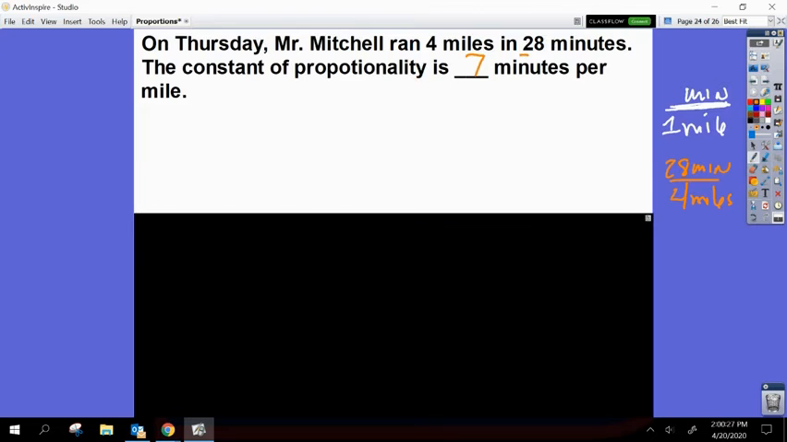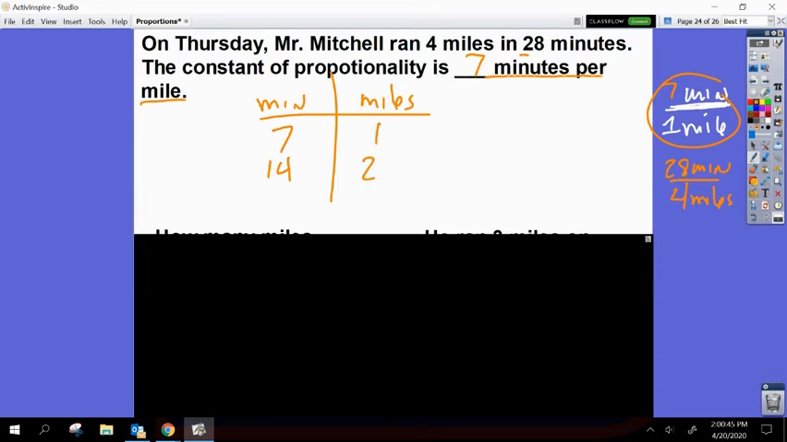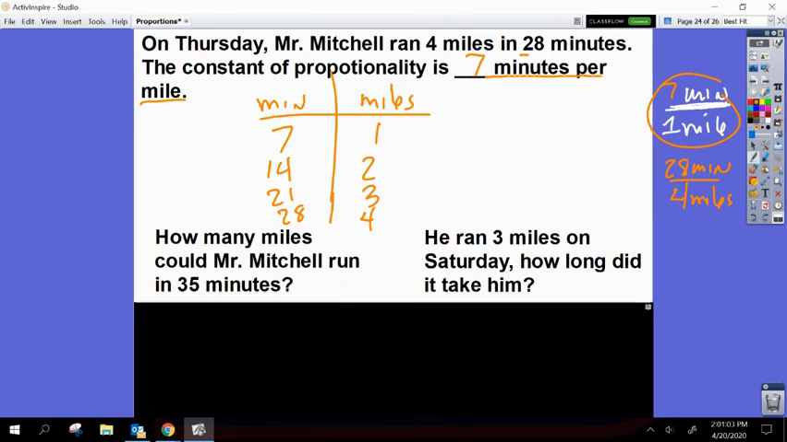If I made this into a table, I'd have minutes and miles, and this could help me understand this. If it's 7 minutes for 1 mile, because that's what the unit rate is, that means 14 minutes for 2. Of course, it'd be 21 for 3, 28 for 4, and we already know that is the example they gave us. The table can help us, or we can use the 7 minutes per mile information right here to help us with these two word problems.